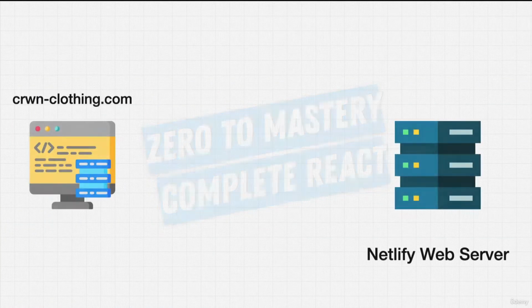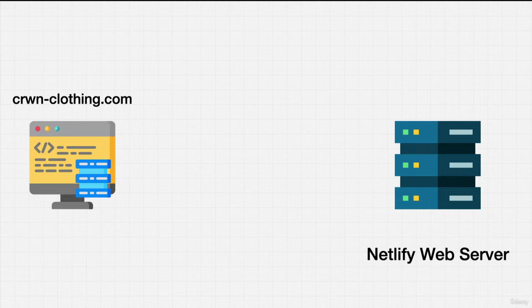So to begin, let's imagine that on your left side, you are a user. This user is on a browser and trying to access your website. Here I'm using crownclothing.com, but you can replace this with your Netlify URL. None of it matters for the point of this example, but the main idea is that you're trying to access some website that is now live and hosted by Netlify.